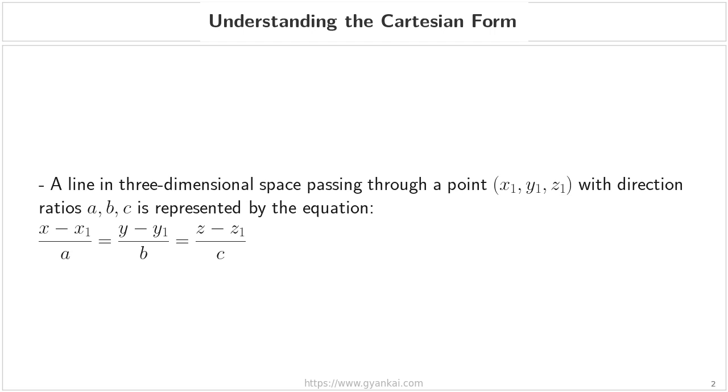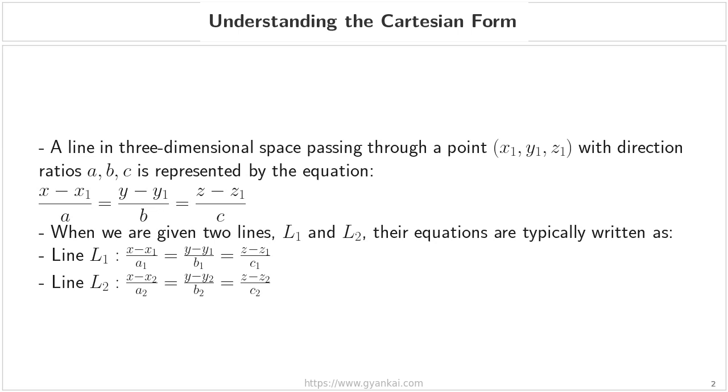Understanding the Cartesian form. To define a line in three-dimensional space, we need two pieces of information: a specific starting point and the direction in which the line travels. If we have a line passing through a point with coordinates x sub 1, y sub 1, and z sub 1, and we know its direction ratios are a, b, and c, we can write it as a series of equal ratios. Specifically, x minus x sub 1 over a equals y minus y sub 1 over b, which in turn equals z minus z sub 1 over c.